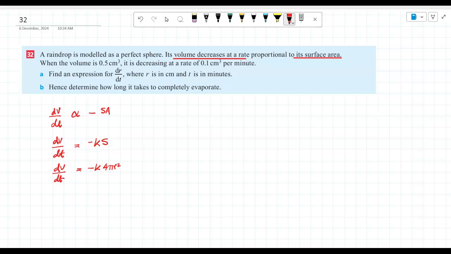You've been given that dV by dt is decreasing at a rate of minus 0.1 centimeter cube per minute when the volume is 0.5. So when volume is 0.5, this is what it is. Okay, so now what will you do with this? Find an expression for dr by dt. How do you find out dr by dt?